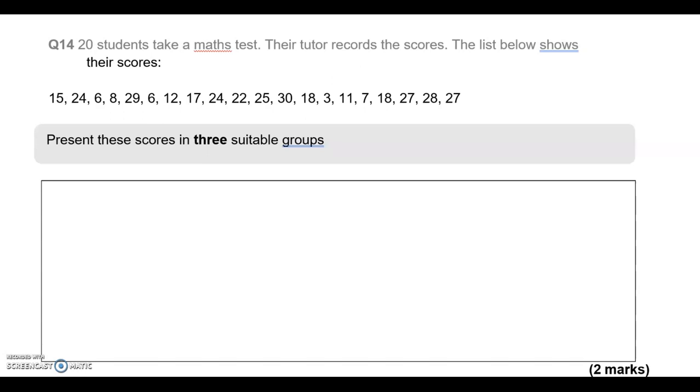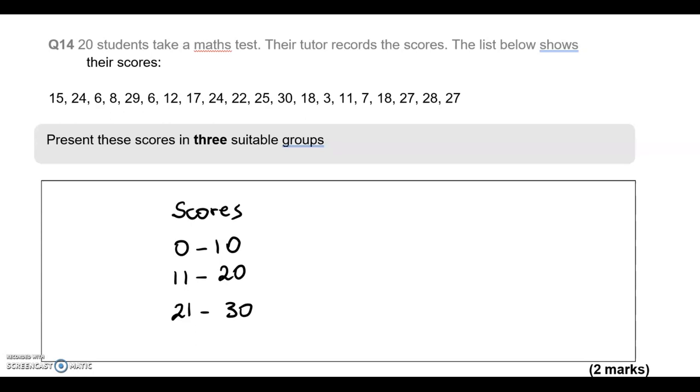So having a look at the scores, they range in value. The lowest is 3 and the highest is 30. So since we need to put them into 3 suitable groups, I'm going to suggest scores from 0 to 10, 11 to 20, 21 to 30. So 0 to 10, 11 to 20, 21 to 30.